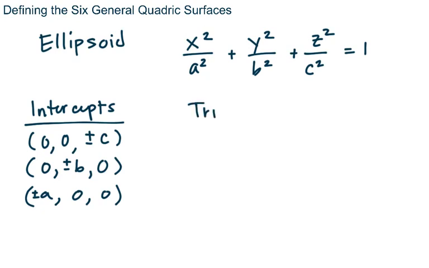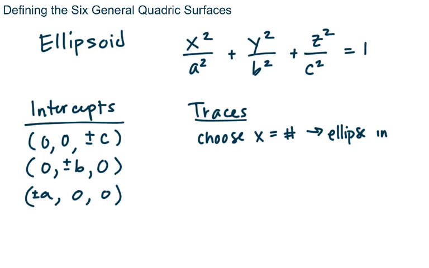If we think about trying to graph this, we want to think about traces, and we kind of did that in the last one. So what would happen if we choose x to equal a number or a constant? If I let x be a constant here, that turns this into a constant. I could subtract it over to that side. So what shape would that be if x became a constant? I would have an ellipse, and that ellipse would be in the YZ plane.